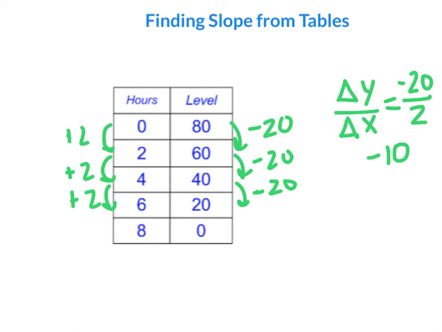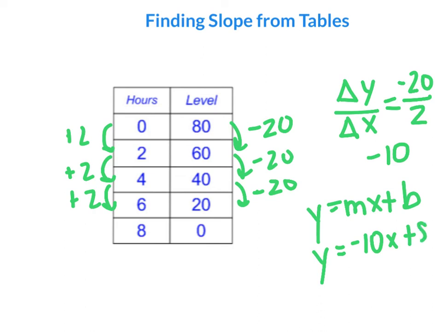So in our equation, we're going to go into the format of y equals mx plus b. I have y equals negative 10x, again, x representing how many hours we have, plus the 80, which is that y-intercept that we're starting with.